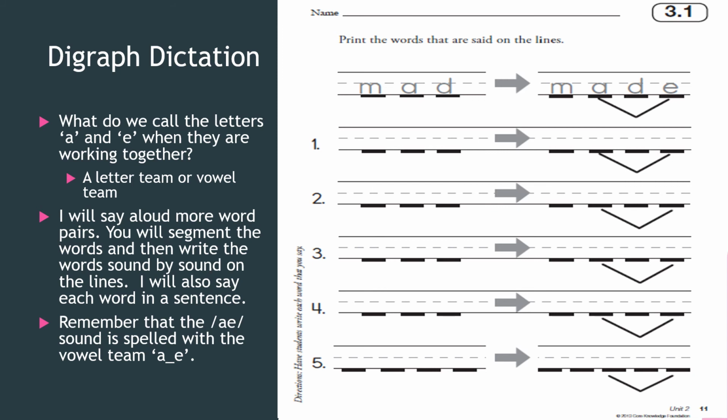Number 3, fat. F, A, T. Now let's change fat to fate. F, A, T. Don't forget your magic E. Number 4, rat. R, A, T. Now let's use our magic E to change rat to rate. R, A, T. Don't forget your magic E.